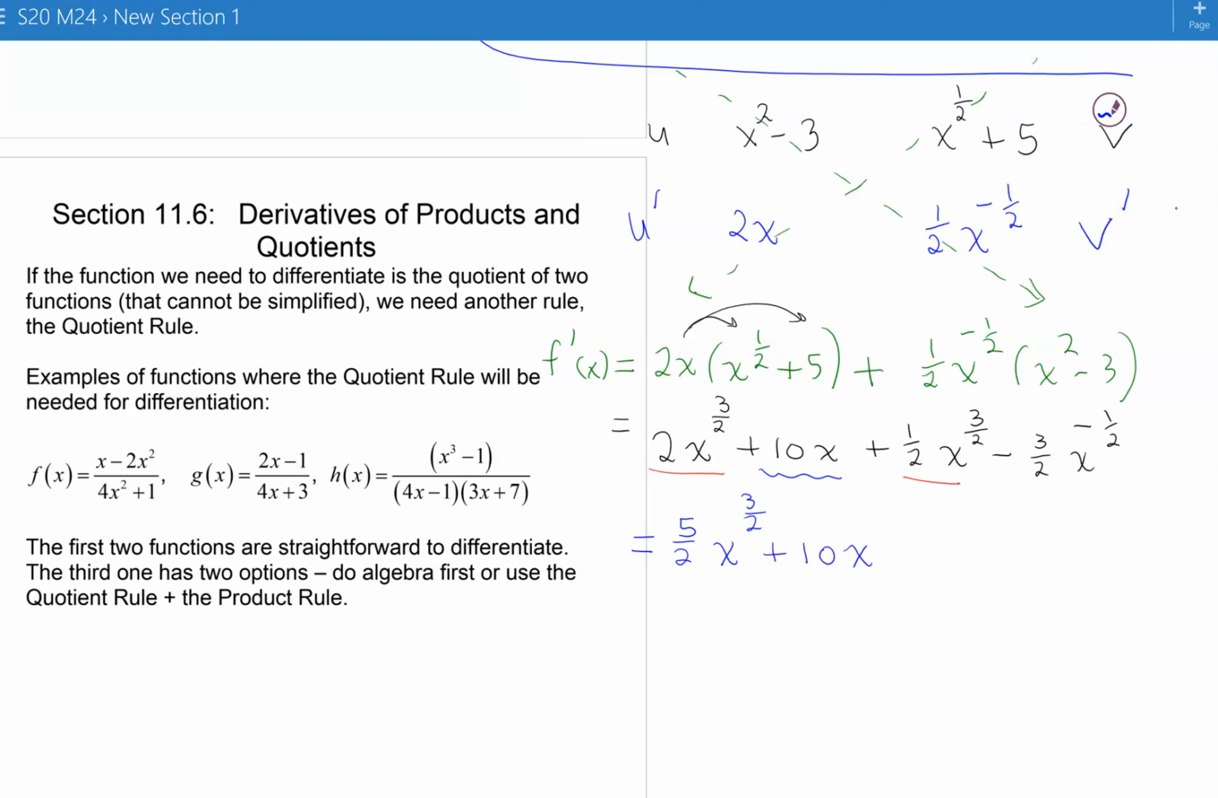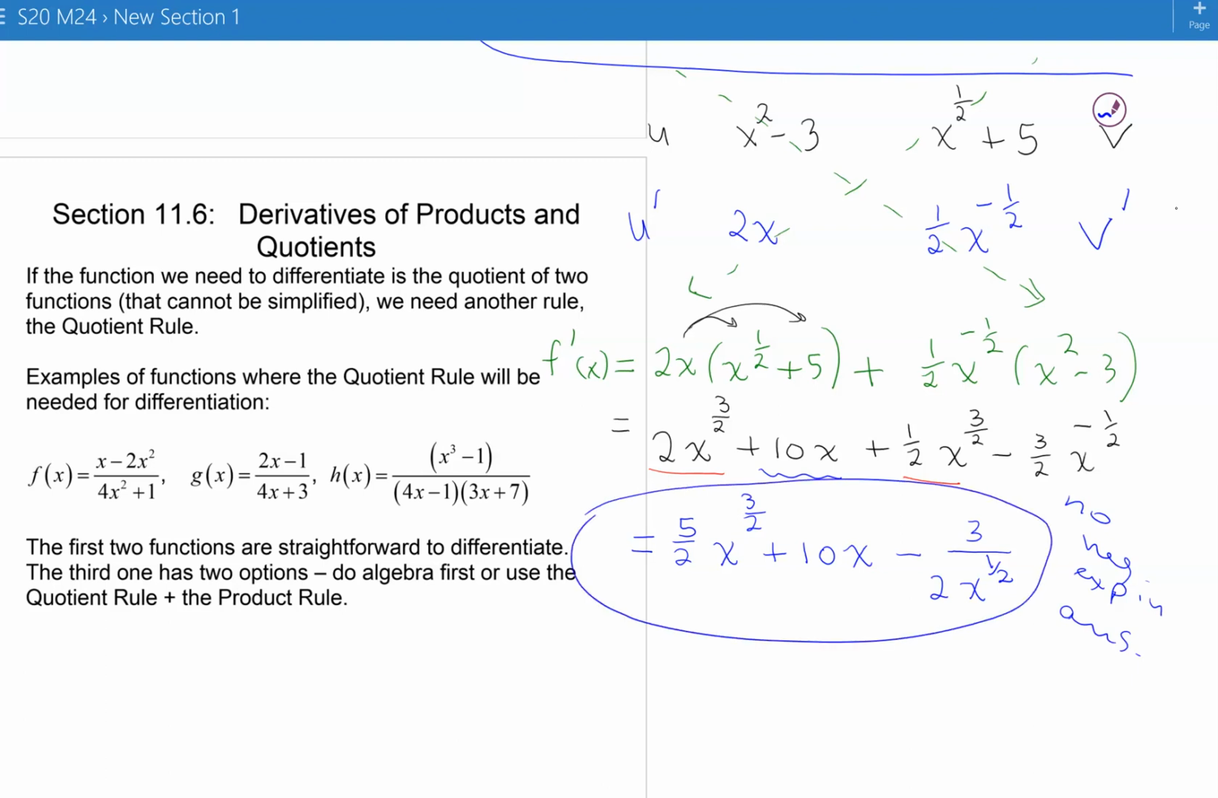And then I require that you write your answer with no negative exponents. So no negative exponents in answers. So this is your final full credit answer. Okay, so that's the end of the product rule. I'm going to go ahead and stop the video here and then make a separate one for the quotient rule.